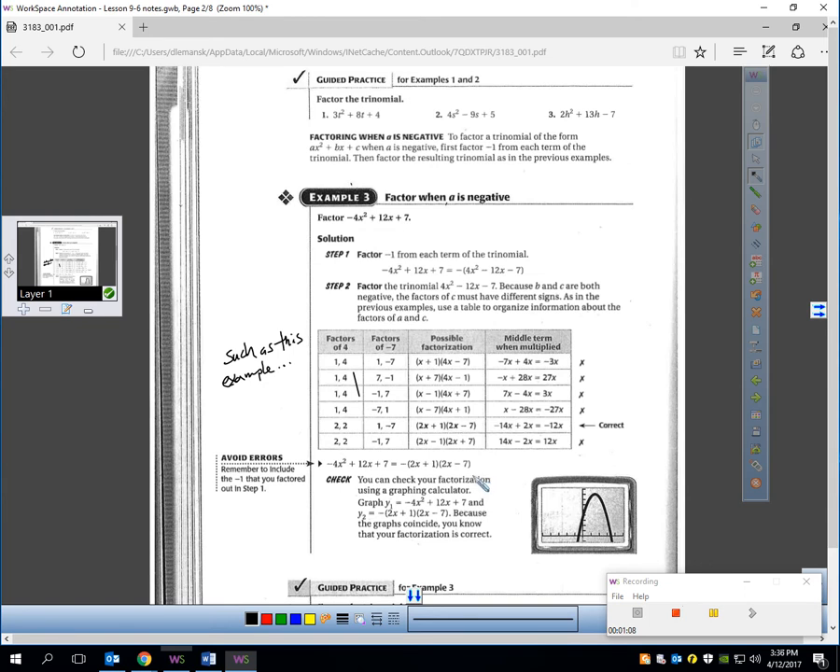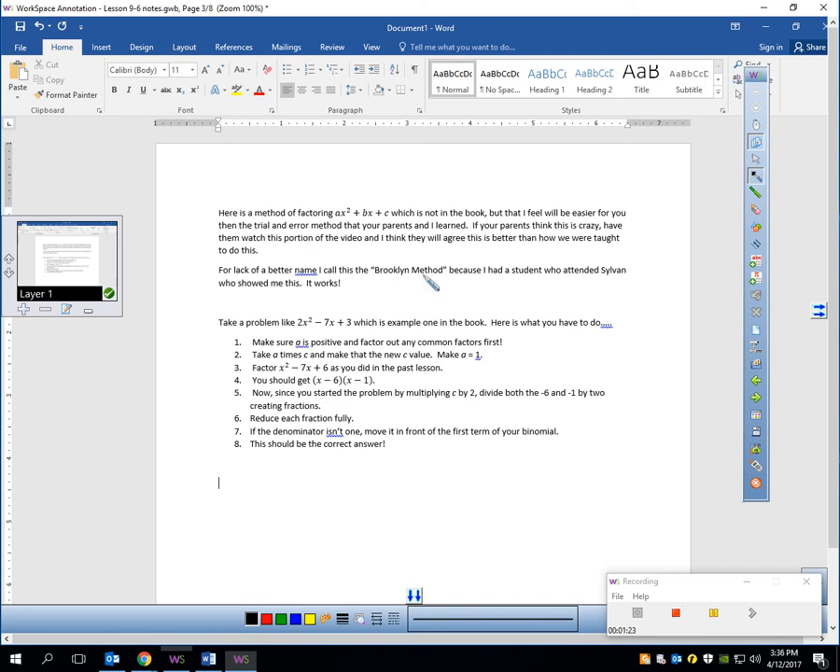Okay? I have something better, I think. If your parents look at what I'm going to show you here and say they've never seen it before, have them watch the next 4 or 5 minutes of the video, and I think they would agree after living through the trial and error that this is a better process. Here is a method of factoring these problems, which is not in the book, but I feel it will be easier for you than the trial and error method that your parents and I learned. If your parents think this is crazy, have them watch this portion of the video, and I think after the fact they'd agree that this is a better system than what we were taught, which was just trial and error.